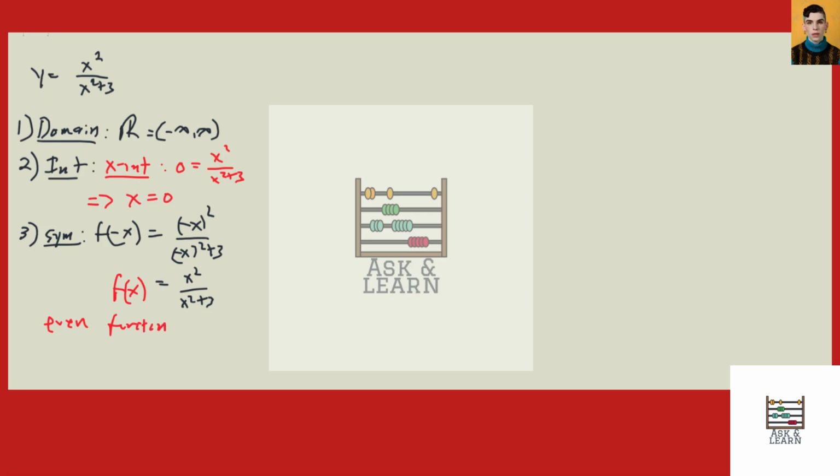And even functions are symmetric about the y-axis. So symmetry across the y-axis. So with that, if we just graph one side of our function, we can just reflect it across the y-axis to get the other side.